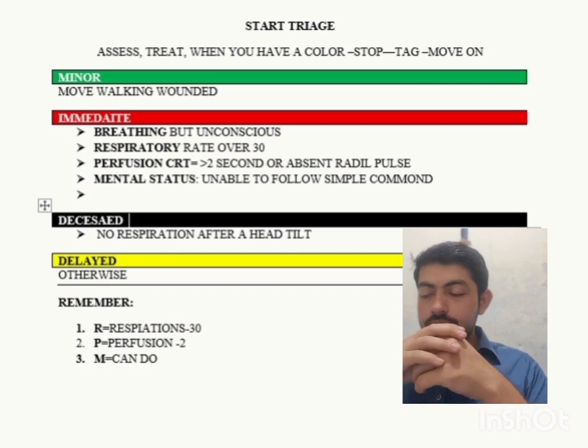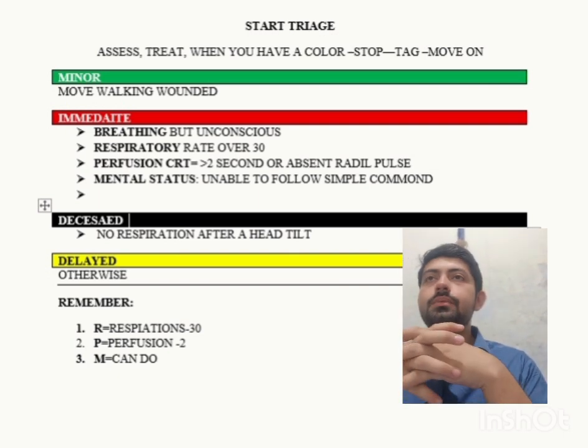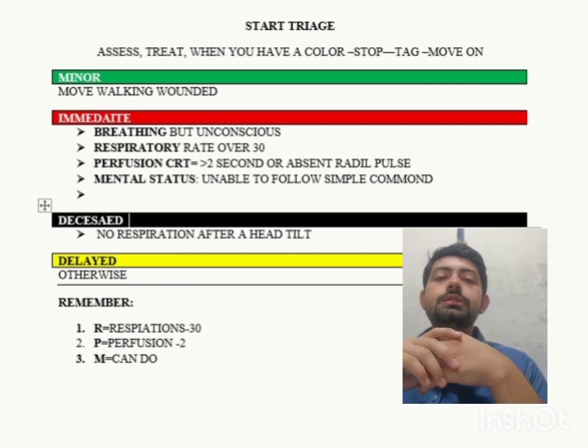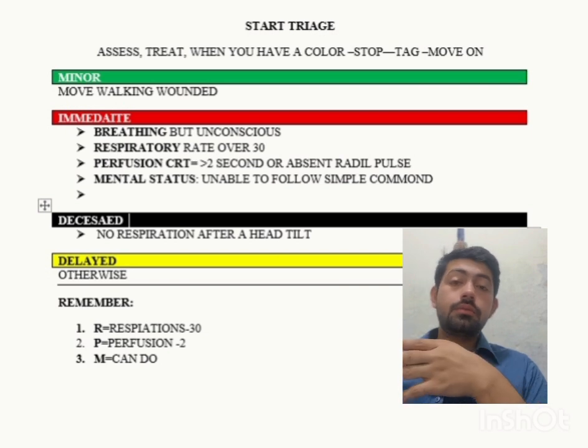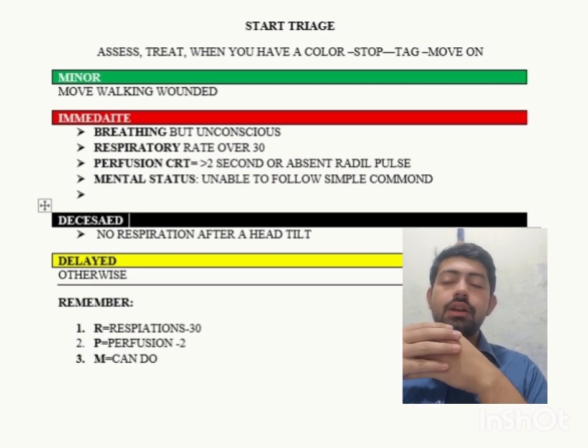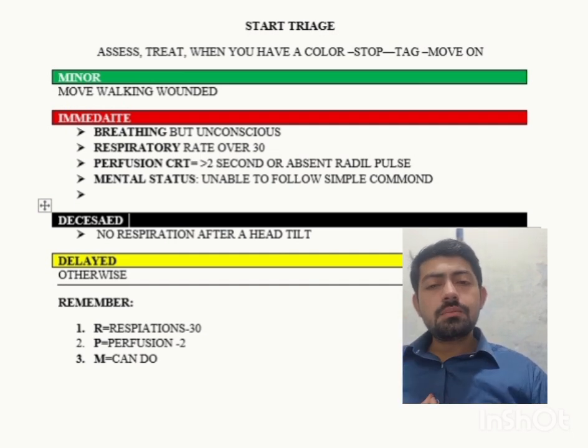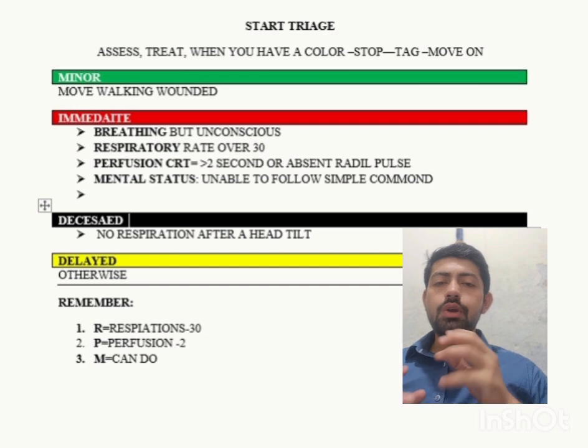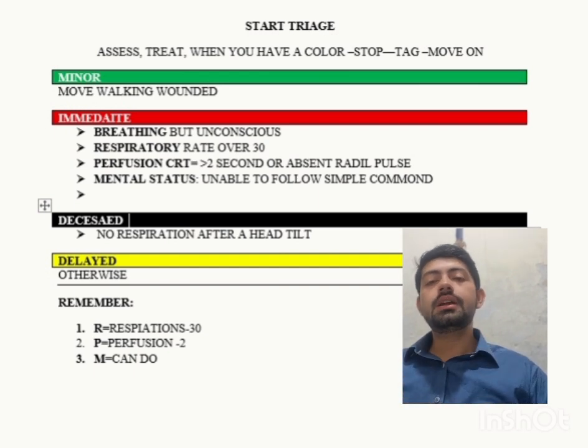If someone asks what the difference is between hospital triage and mass casualty triage such as START triage, the difference is that START triage is very simple, not detailed, just to quickly assess and categorize patients on the basis of how severe their condition is.